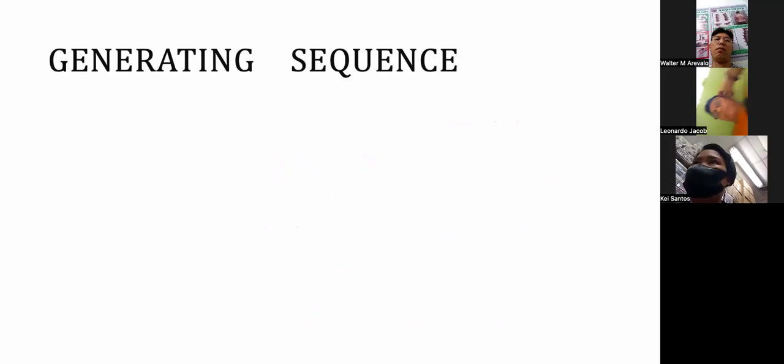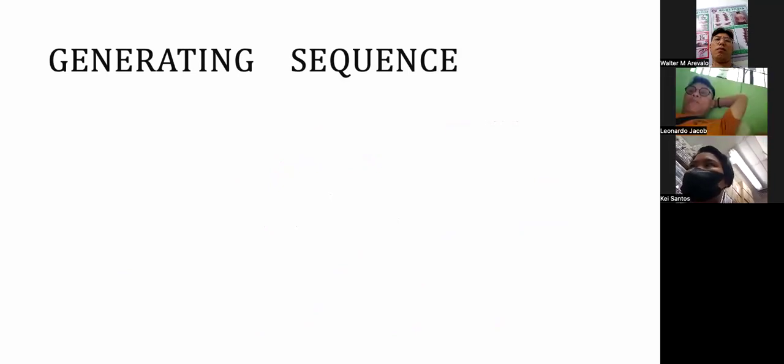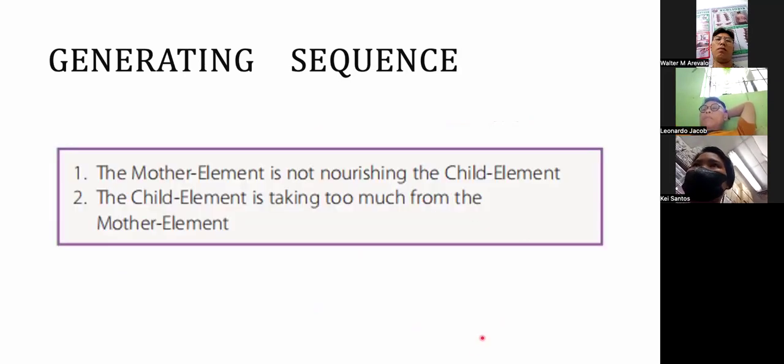The generating sequence can also give rise to pathological states when out of balance. There are two possibilities. The mother element is not nourishing the child element.